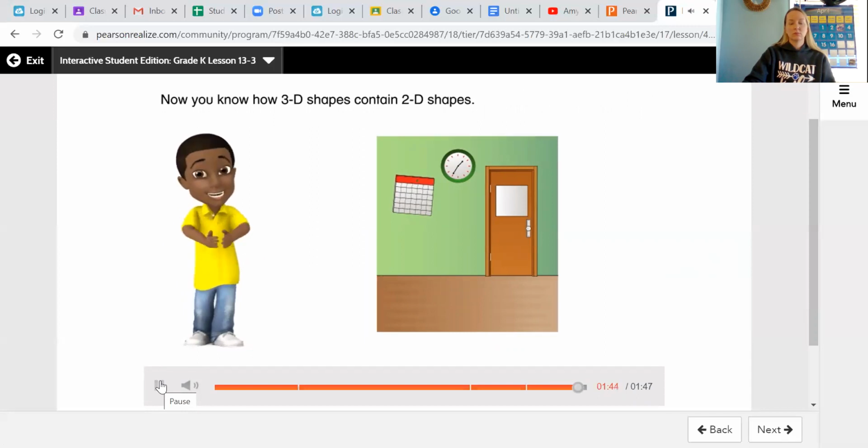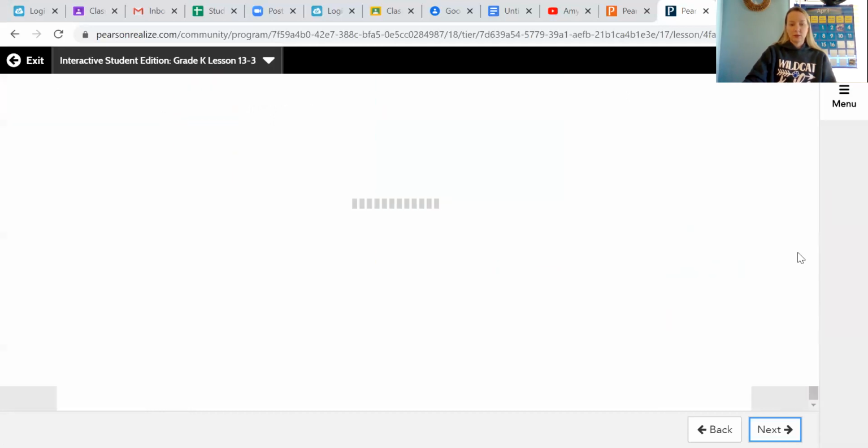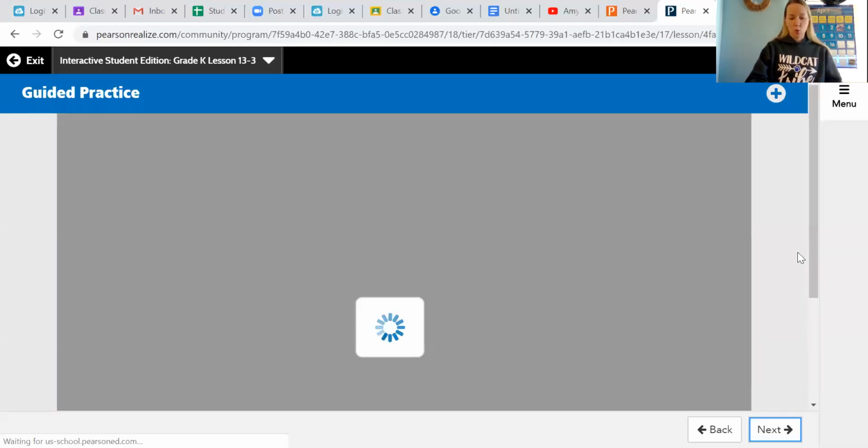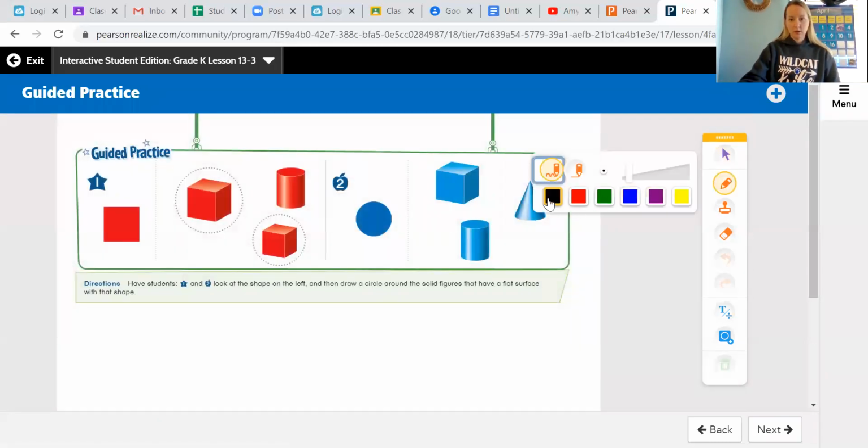Now you know how 3D shapes contain 2D shapes. All right, so let's move down to number 1 on your paper. This is what you should see. Number 1 says, look at the shape on the left right here. We have the shape of a square, and draw a circle around the solid figures that have a flat surface that is a square. This one they did for you.